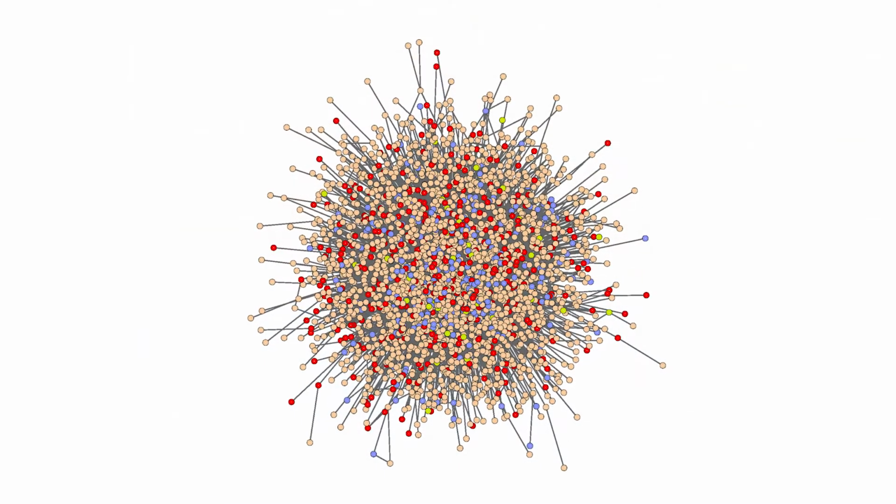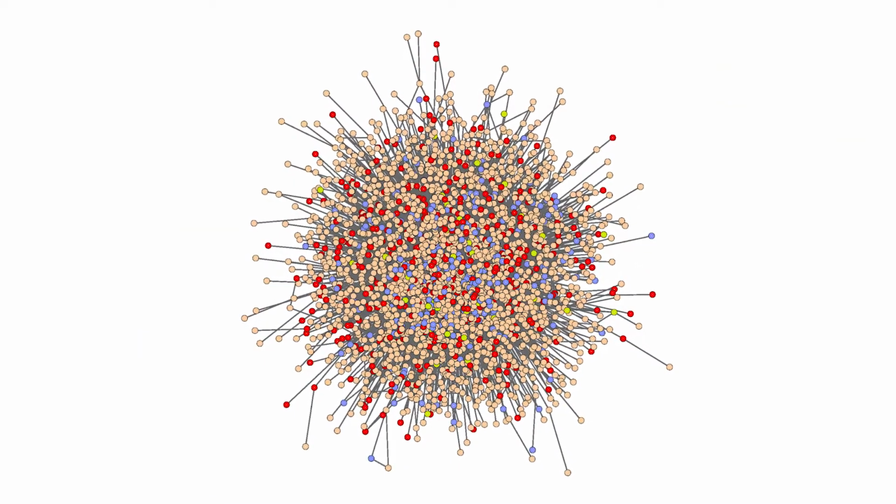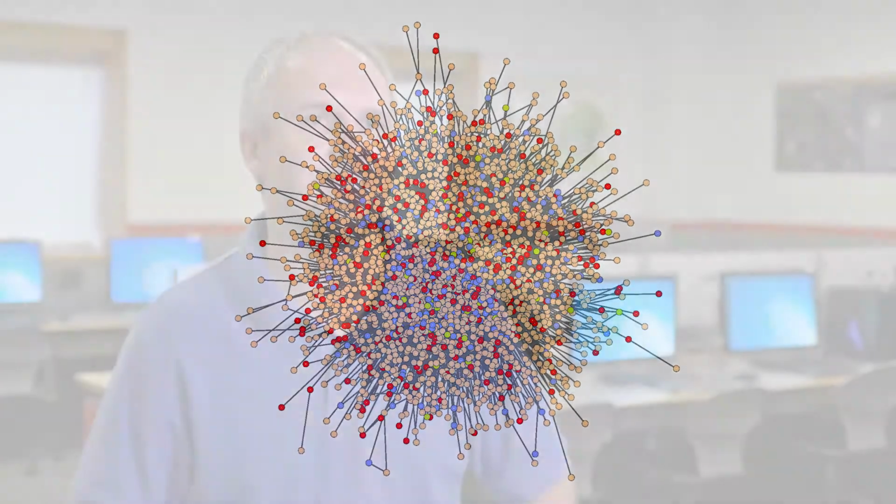Biological network is a very complex structure. You can think of a Facebook where instead of people, you think about proteins. And so the proteins talk to each other the same way we talk to each other.